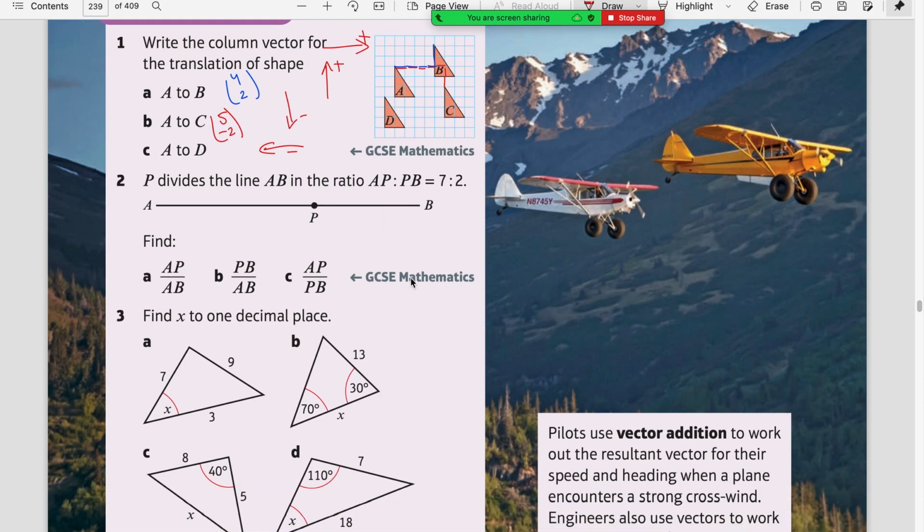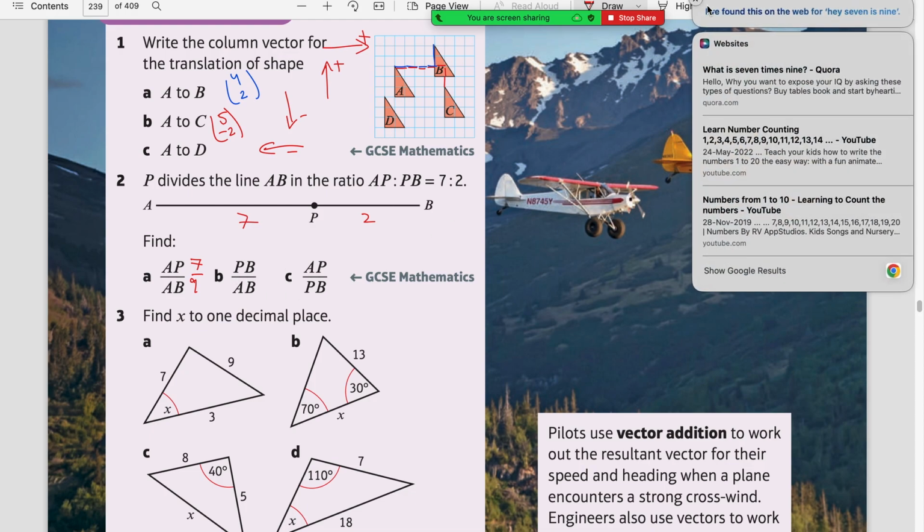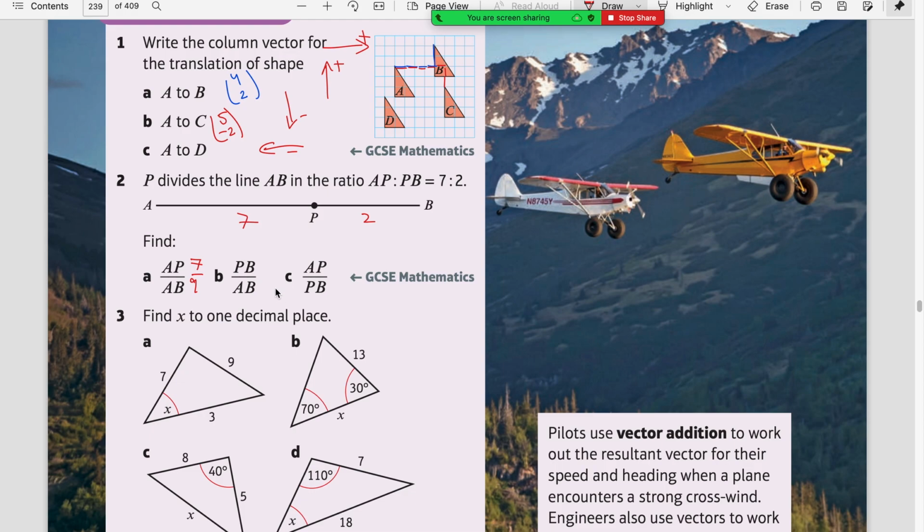Next knowledge, P divides the line AB in ratio 7:2. So we know this is 7 and this is 2. So find AP. We can just copy the values from the given information. AP is 7, AB is 9. Then PB is 2 and AB is again 9. AP is 7 and PB is 2.